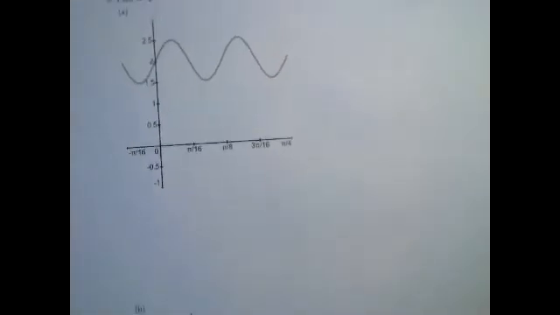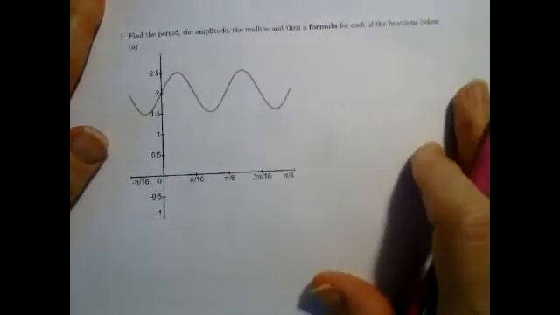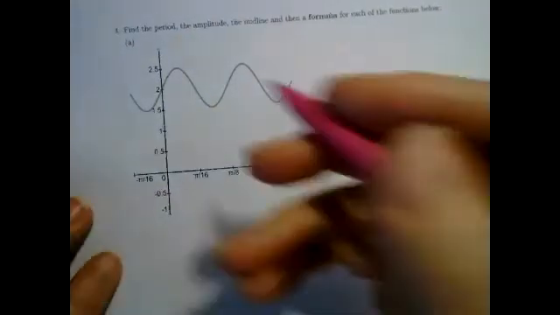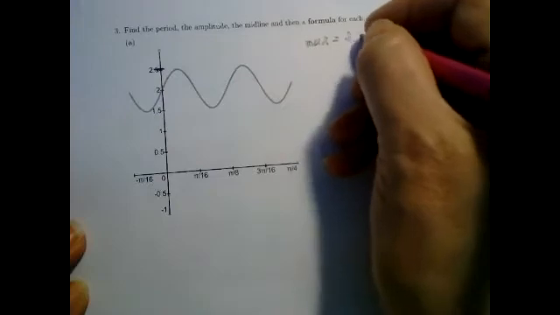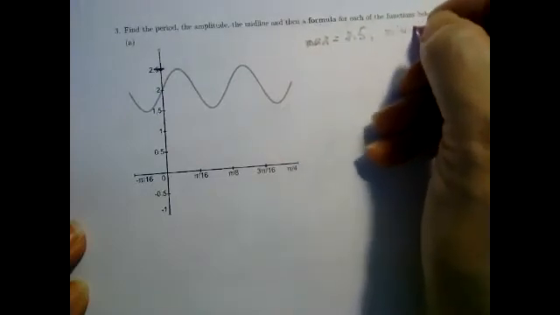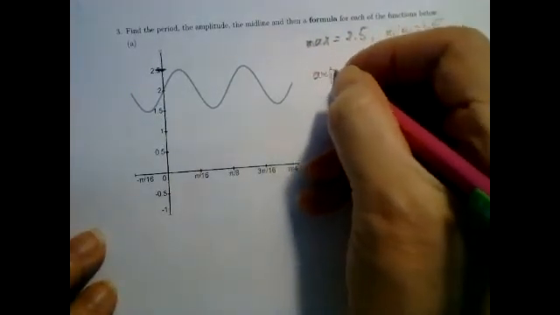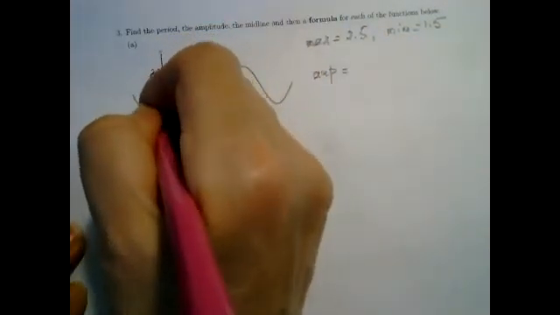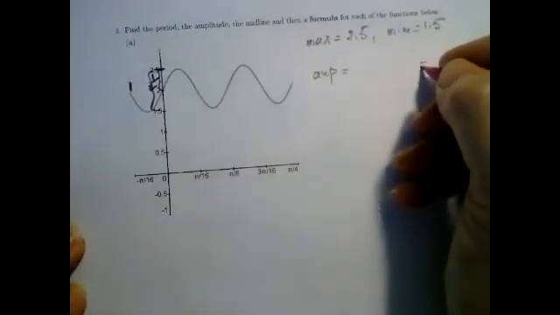And now here the question is, find the period, the amplitude, the midline, and then a formula. To find everything, usually I like to draw my midline because it guides me. So this is my max here. It's 2.5. My minimum is 1.5. Okay, so the amplitude, some students had a mistake. The amplitude is half the distance between max and min. So from here to here, this is 1. The amplitude is half of that, which is a half. So the amplitude is a half.